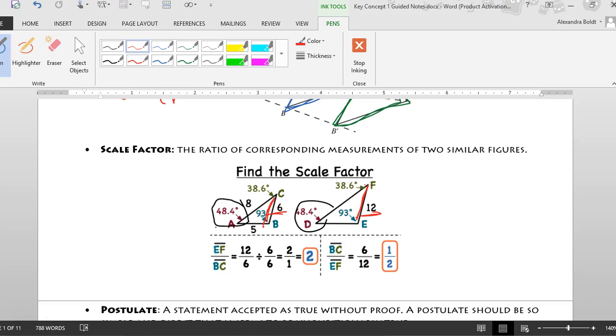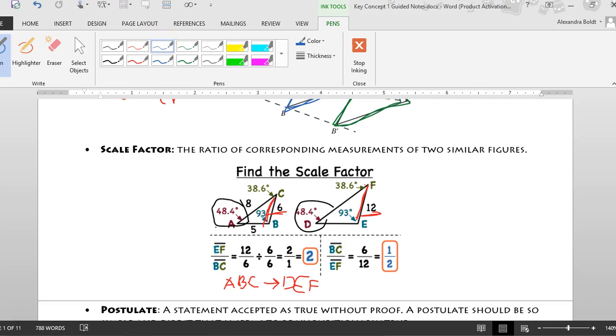That's if the second image was the second image, if I'm going from ABC to DEF. So I'm starting at ABC and I want to know how much bigger DEF is. It's twice as big, right? 12 divided by 6, which reduces to 2 over 1, or just 2.